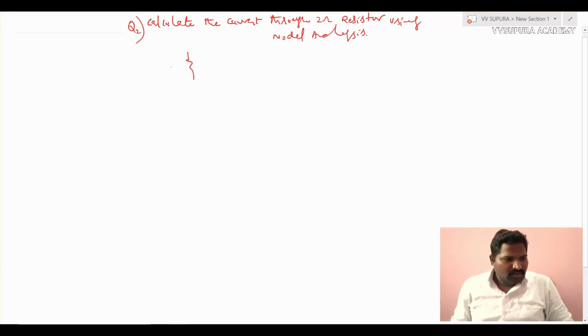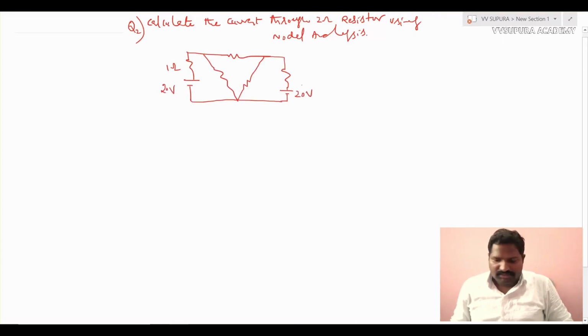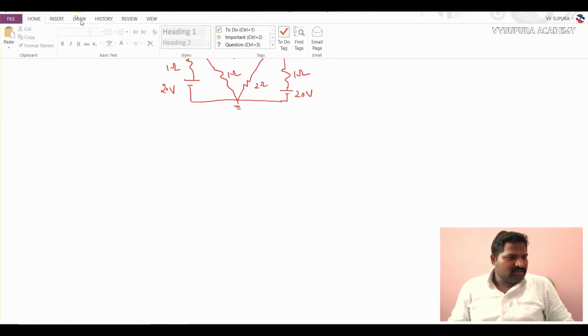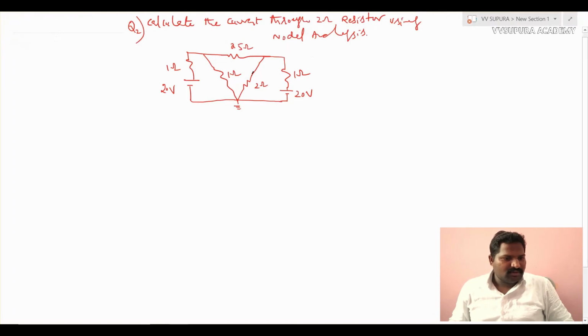It is 1 ohm in series with the voltage source 20 volts. It is again 20 volts. It is 1 ohm. This will be 2 ohms. 1 ohm. It is 0.5 ohms. Yes, they give voltage as a reference. So they want the current through 2 ohms, which will be treated as some current I. We'll solve this problem with nodal analysis.